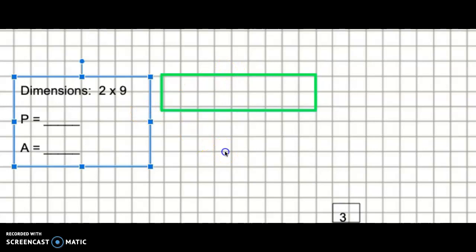Now what I have to figure out is if this is in fact a 2 by 9, what is the perimeter, the distance around? So this, remember, was 9 plus 9 is 18. And then I have 2 plus 2, which is 4. So I would add 18 plus 4, which is 22 units. Now for the area, remember, it is length times width. 9 times 2, or 2 times 9, which is 18 square units.